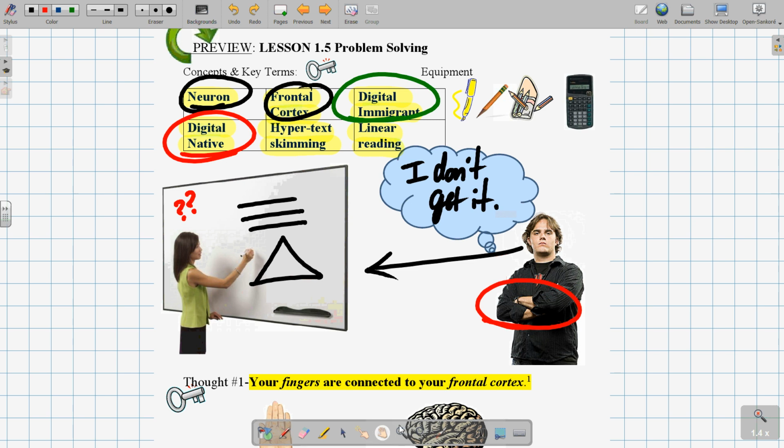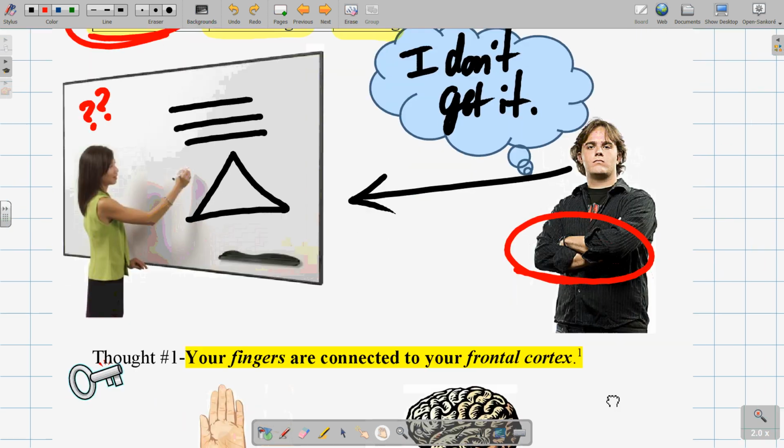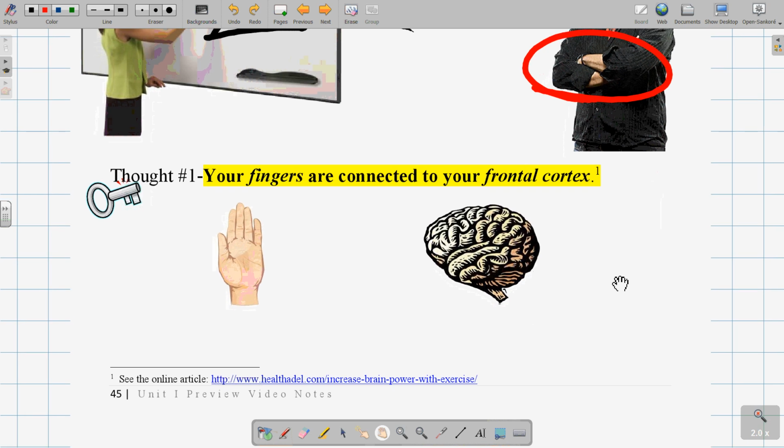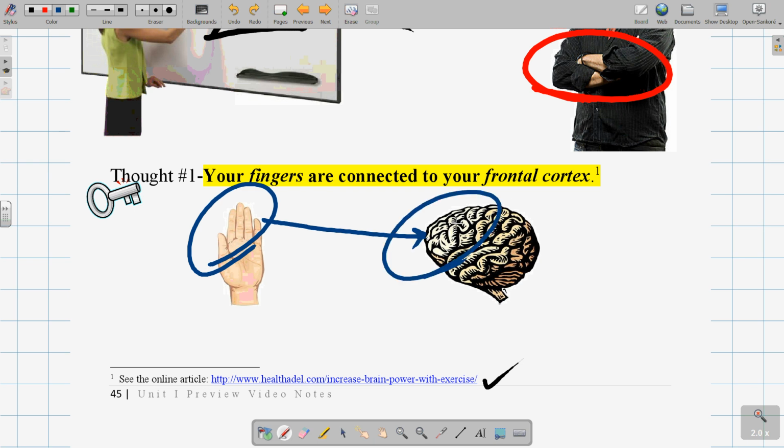5 key things discovered in my master's thesis. 5 very important, and I have all of these cited in text if you wish to investigate further. 5 key thoughts. First key thought, your hands and your fingers are connected to your frontal cortex, which is the conscious thinking part of your brain.